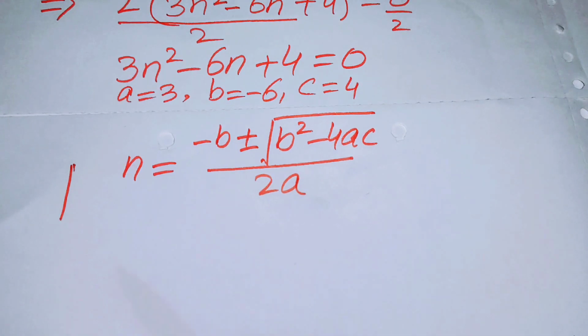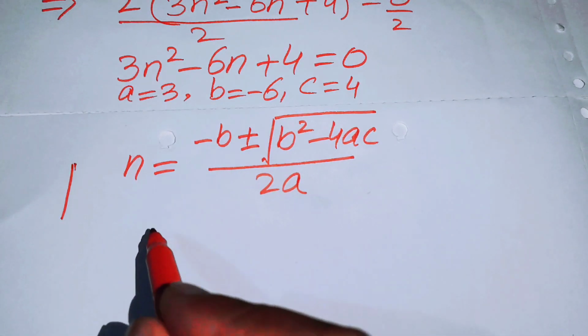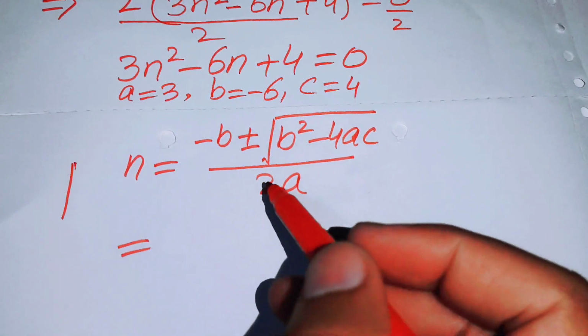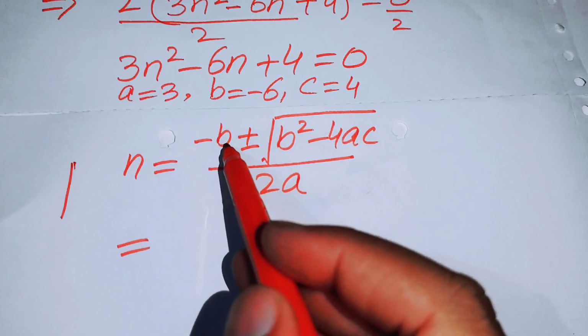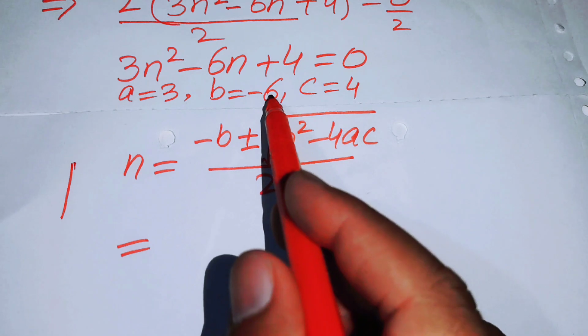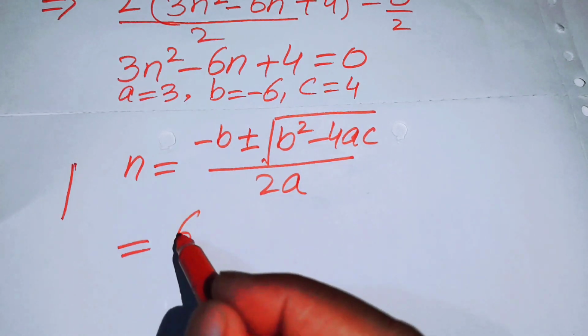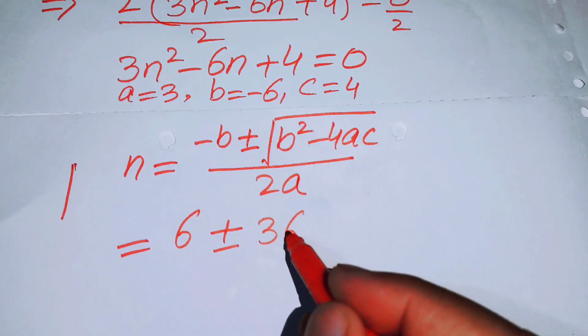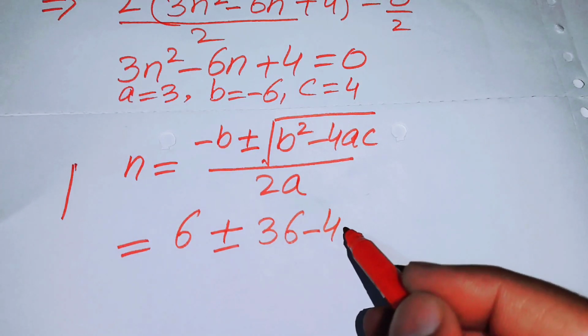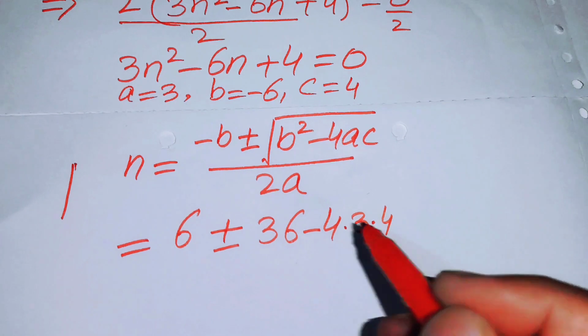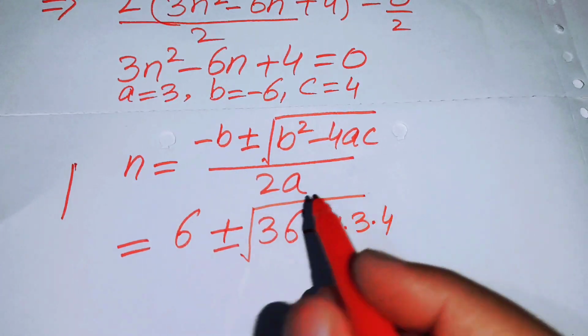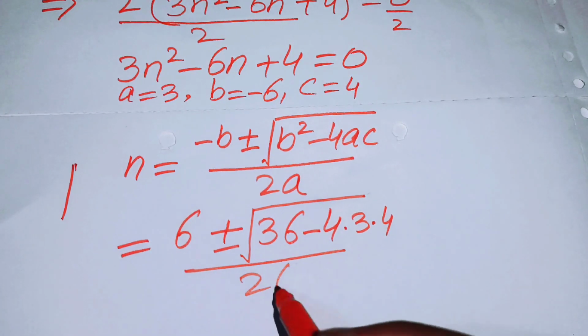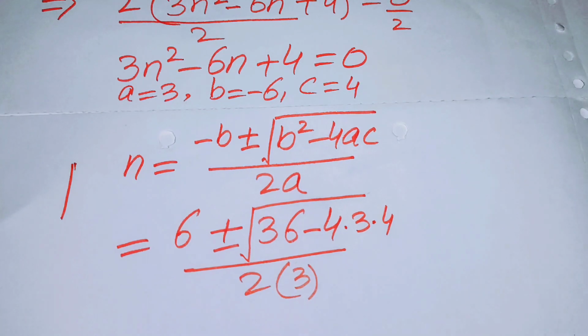And now we can put all the values of a, b and c in this nice formula, and you will get the values in this form. Here you have b, and the value of b is minus 6, so when you put it here you will get plus 6, and plus minus the square root of minus 6 squared, which is 36, minus 4 times a, which is 3, and c is 4, all over 2 times a, and a is equal to 3.